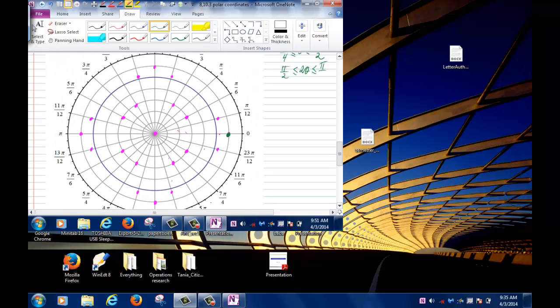Now what's the value of r at pi over 4? At pi over 4 the value of r was 0, right? Let's pick some intermediate points. At pi over 6, what's the value of r? Pi over 6. It will be half. That's why I have half of 1 here.